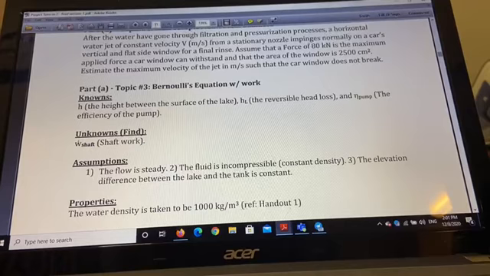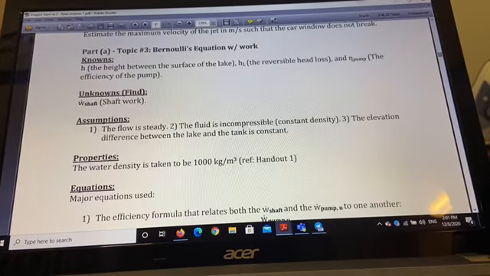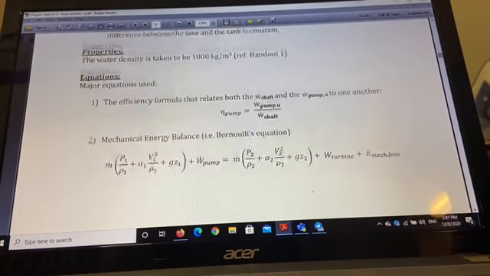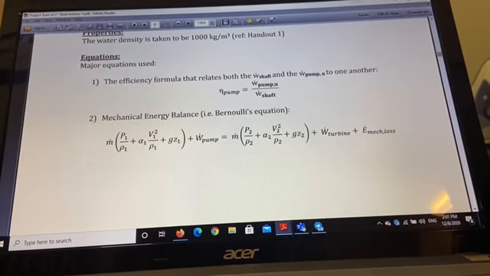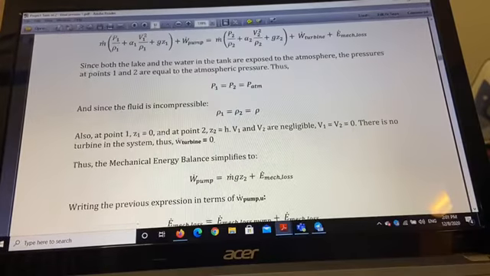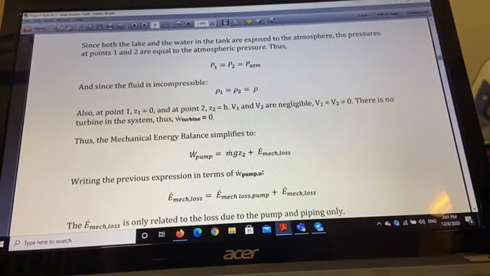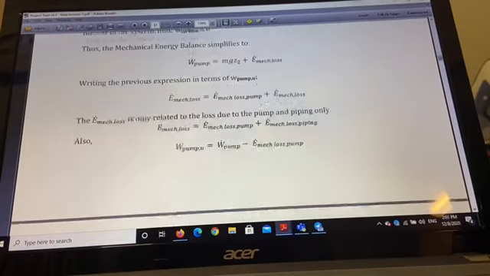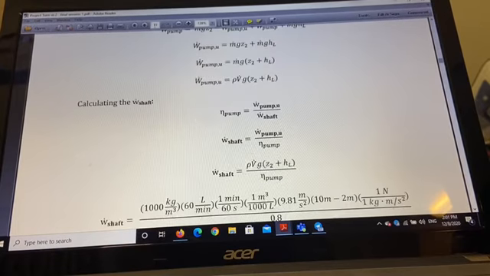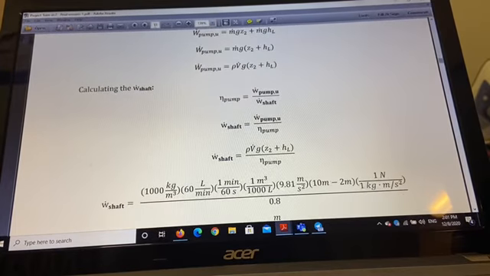So for Bernoulli's equation, we have the extended form with the shaft work. We assume the flow is steady and incompressible, and the elevation difference between the lake and tank is constant. We get the properties from handout 1, and here's the extended Bernoulli equation, and we get the cancellations that you can see. P1 and P2 are the same, the density is the same, and we cancel out to get the W shaft, and also we get the eta pump too.